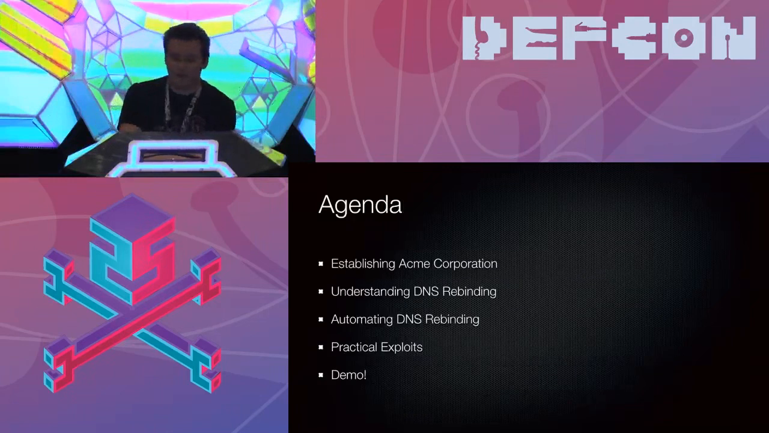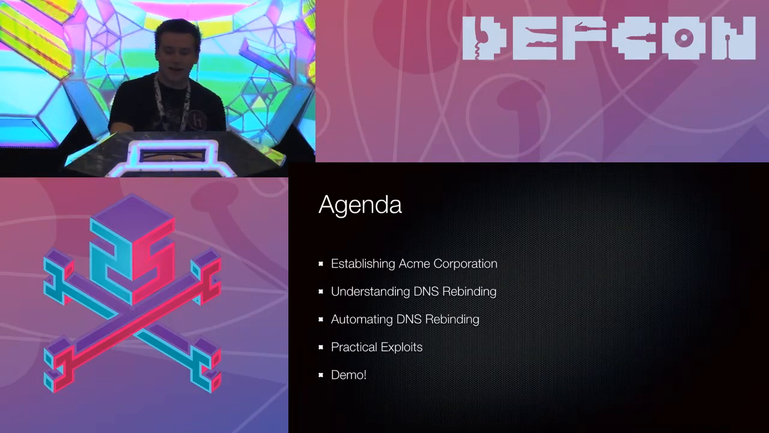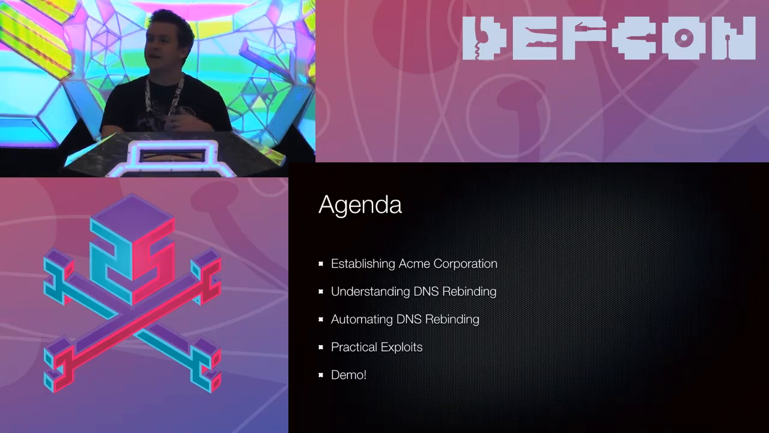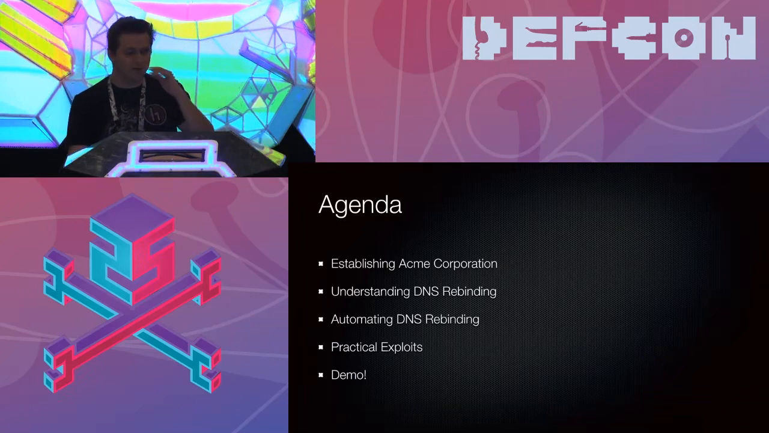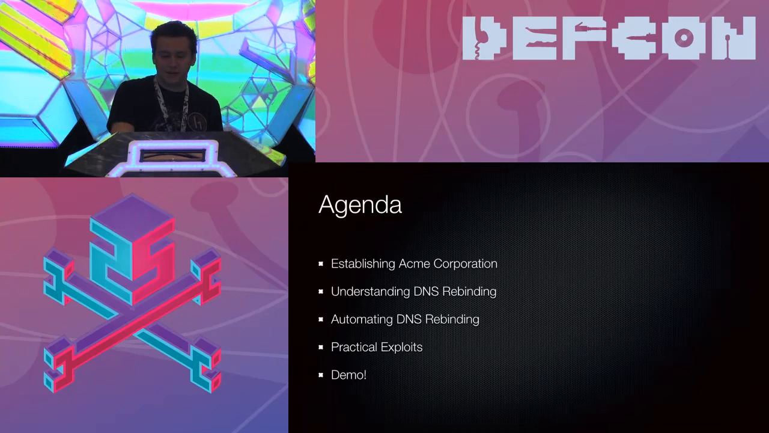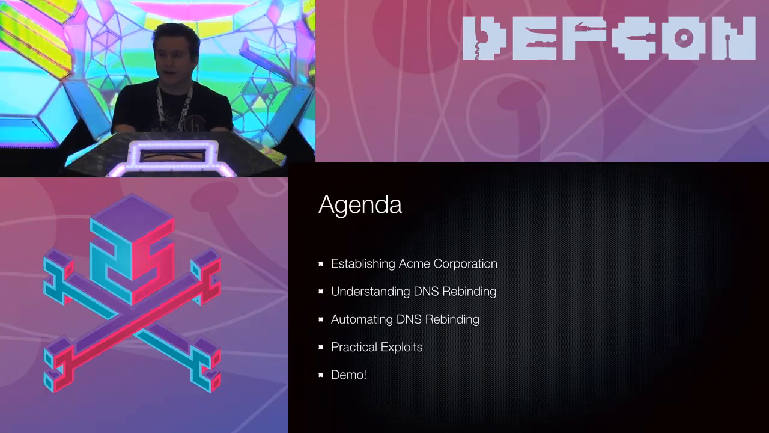So here's how we're going to talk about this today. We're going to establish a fictional company called Acme Corp, and we're going to use that for all of our references so that everyone can understand DNS rebinding. We're going to establish a network topology for this company. We're going to talk about how DNS rebinding could be leveraged in an attack against this company, and then how to automate some of that using the tool that I built, which will be released at the end of the talk. And then finally, I'm going to talk about some of the practical exploits of DNS rebinding against some real tools and applications.